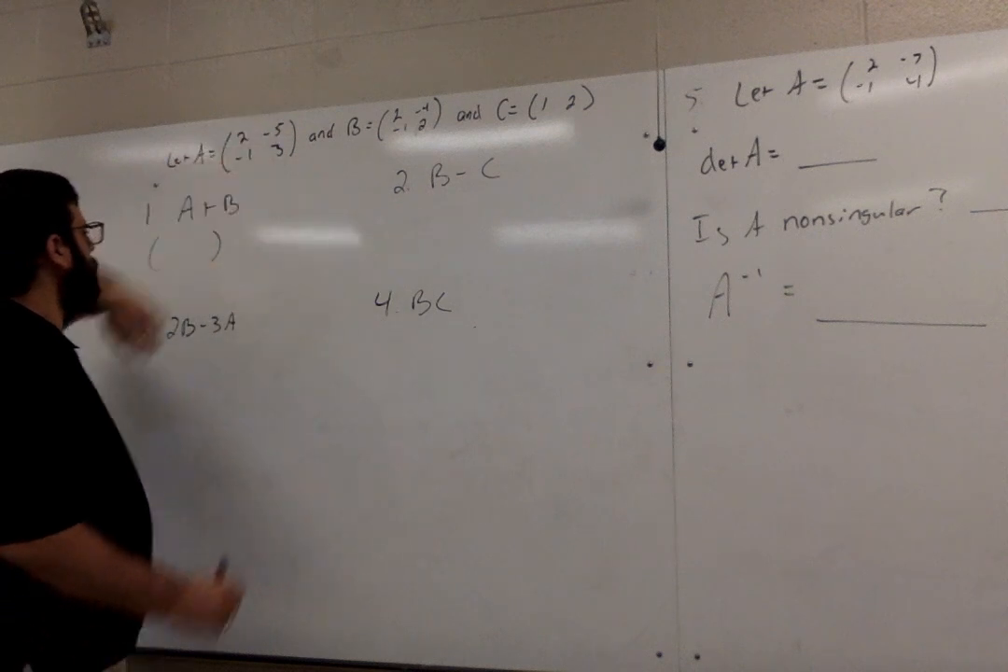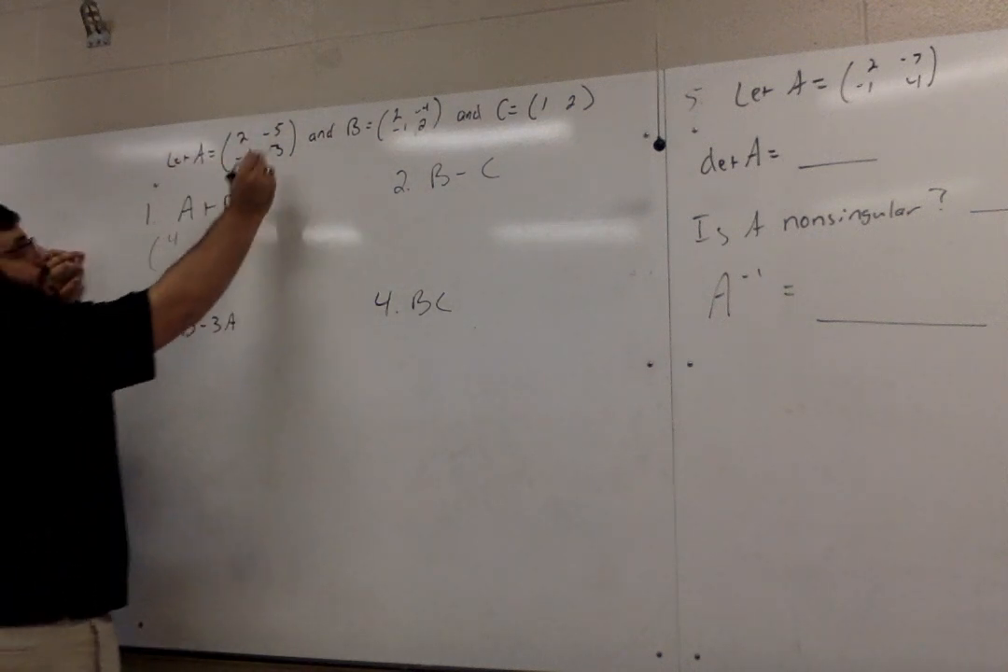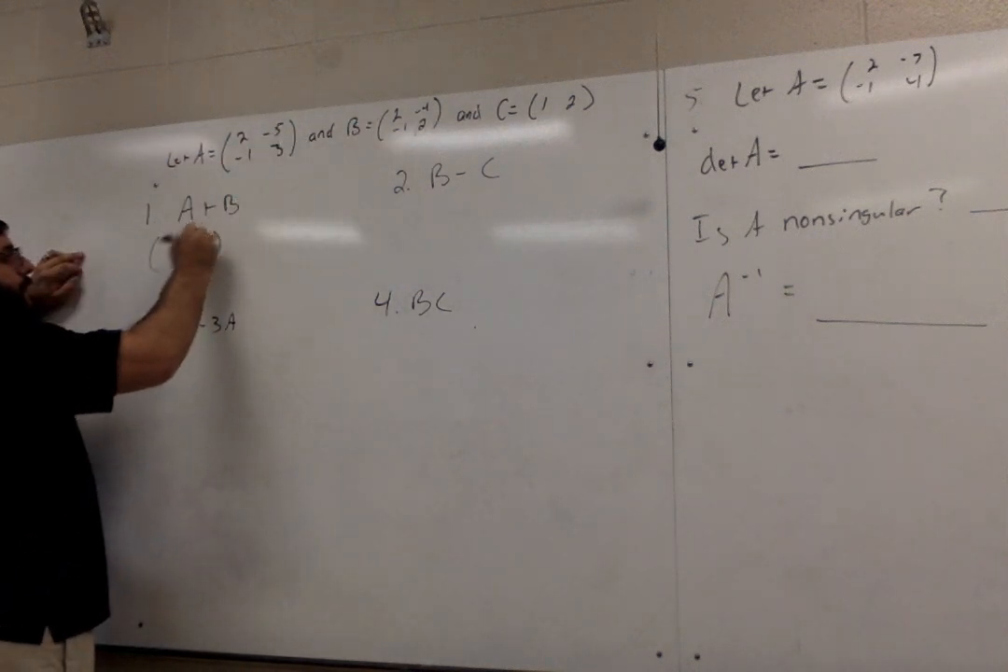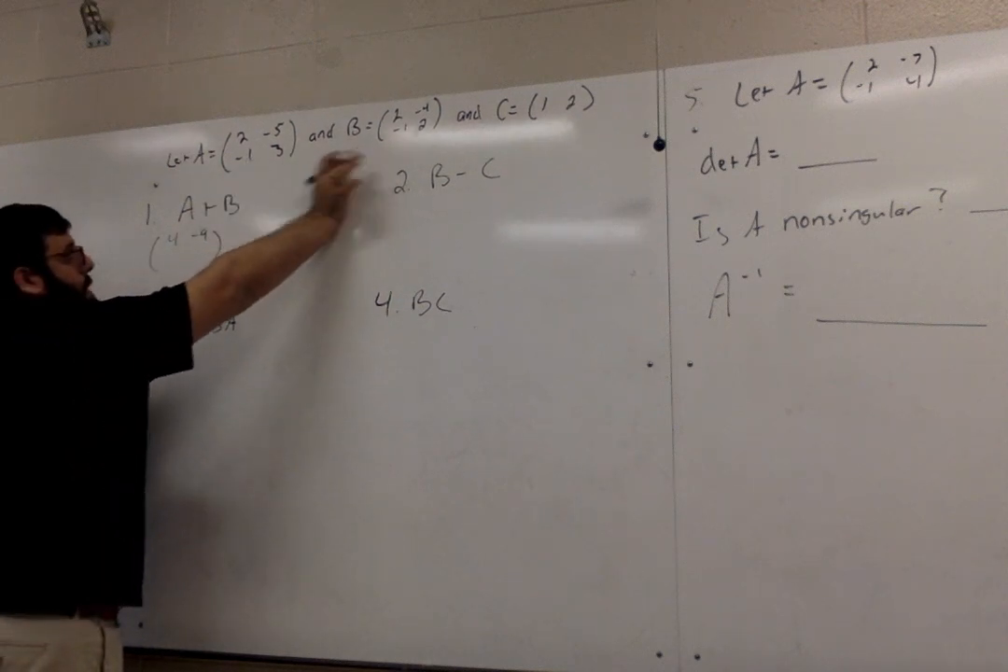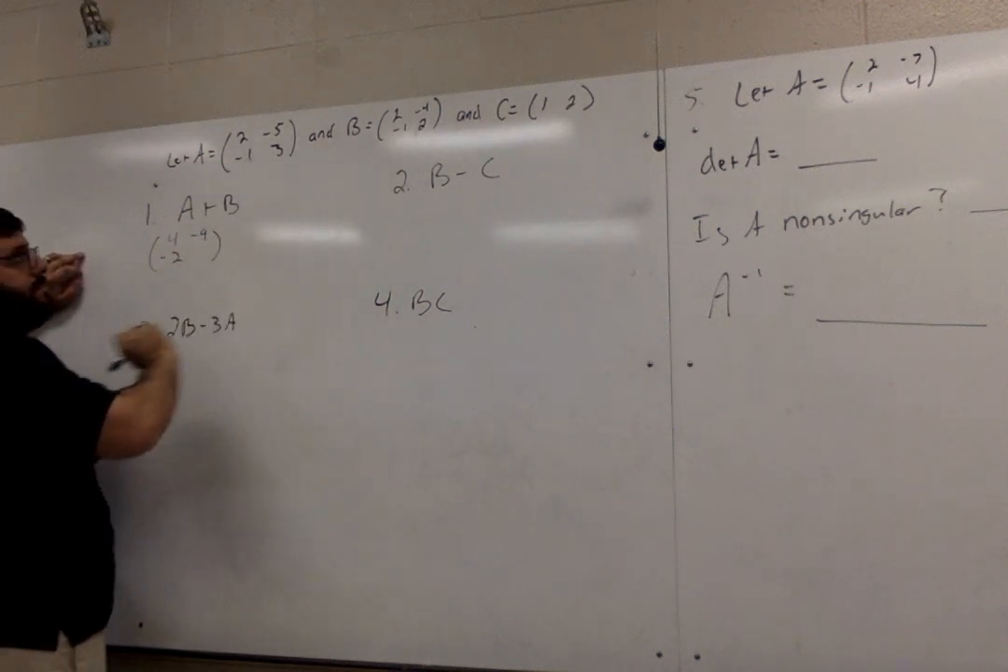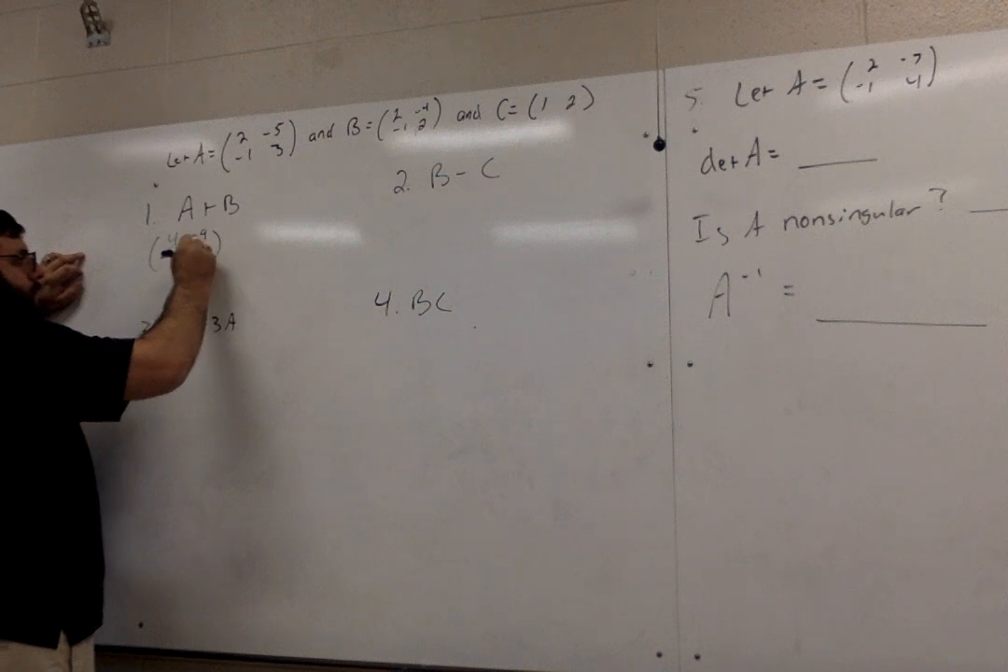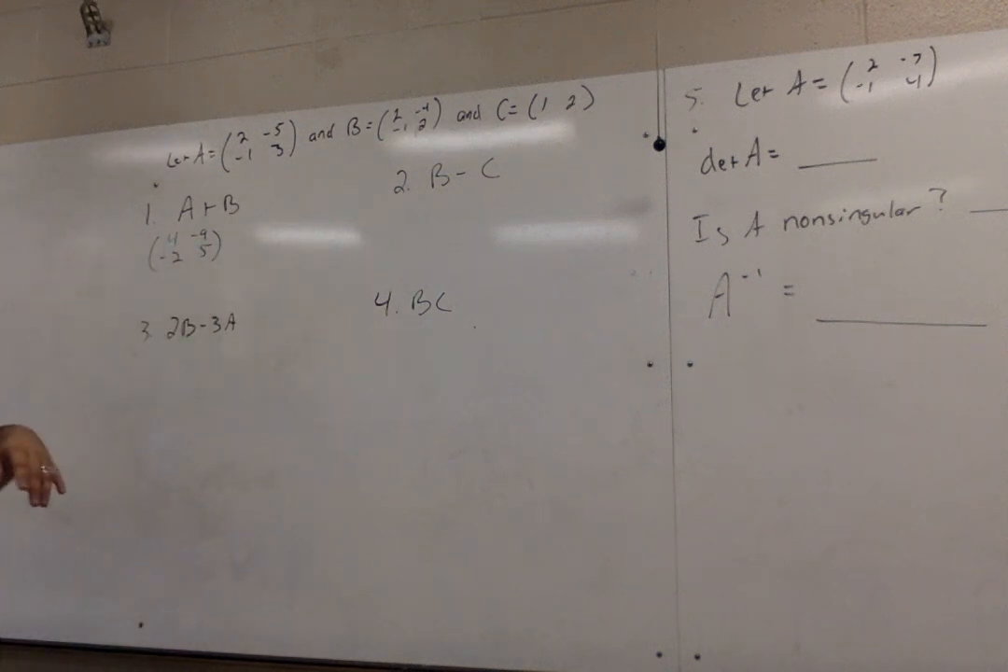So that's 2 plus 2. That's 4. Negative 5 plus negative 4, negative 9. Negative 1 plus negative 1, negative 2. And 3 plus 2, 5. That's it. Simple as that.